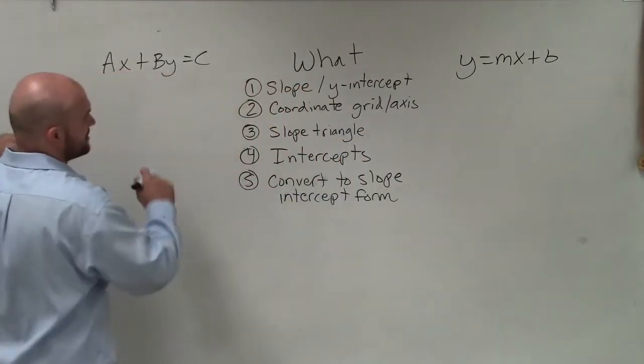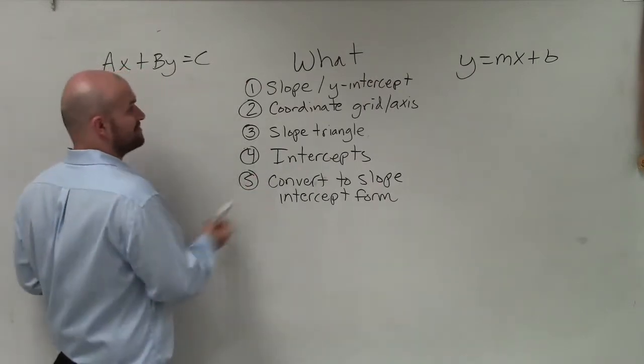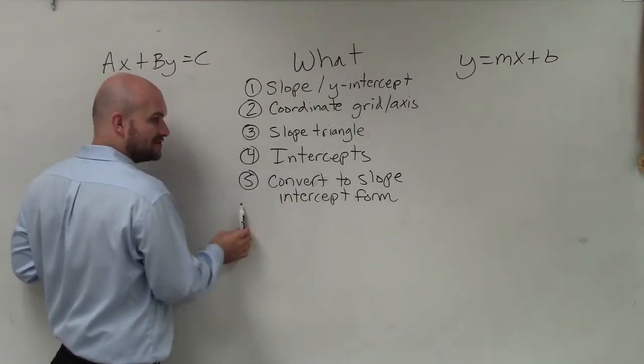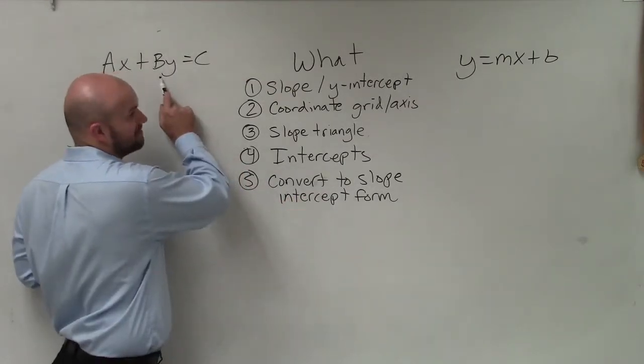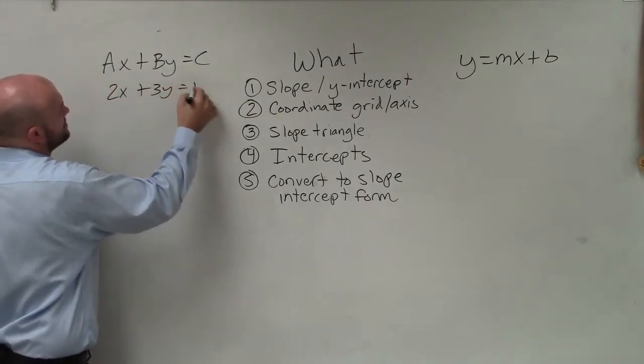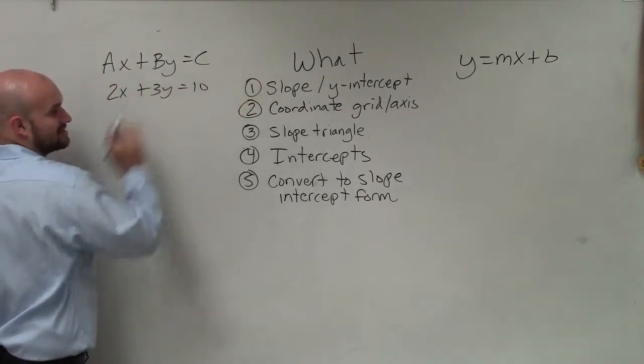So when doing slope-intercept form, it's important. Some of the things you need to know, I guess we won't go in order. One thing you're going to need to know is how to convert to slope-intercept form. If you have an equation like this with a whole bunch of numbers, let's say 2x plus 3y equals 10, how can you rewrite this in slope-intercept form?